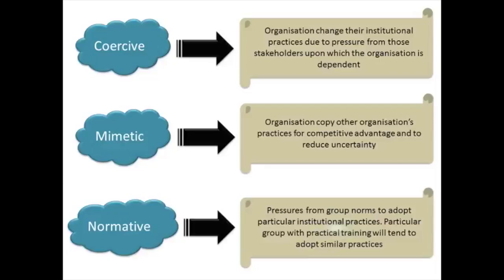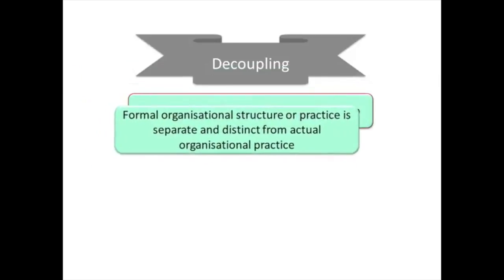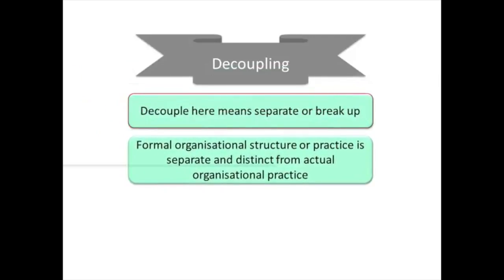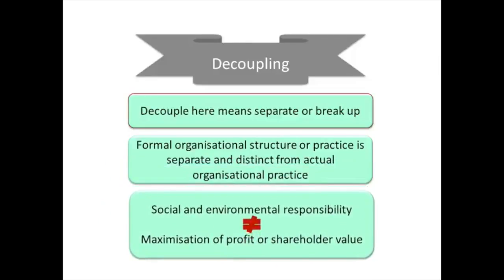The outcome of isomorphism is that it is not easy to differentiate organizations, and it will make the organization less efficient. The last dimension is decoupling. Decoupling here means to separate or break up. Decoupling in institutional theory is when formal organization structure or practices are separate and distinct from actual organizational practice. For example, when the objective of corporate reports and disclosure in an organization is social and environmental responsibility, but in actual fact the managerial imperative is maximization of profit or stakeholder value.